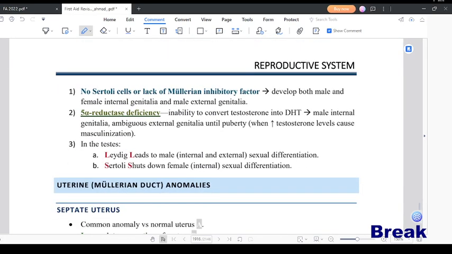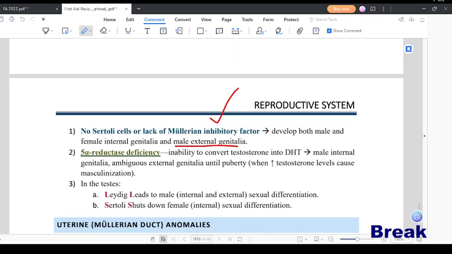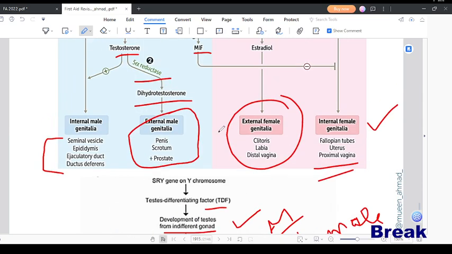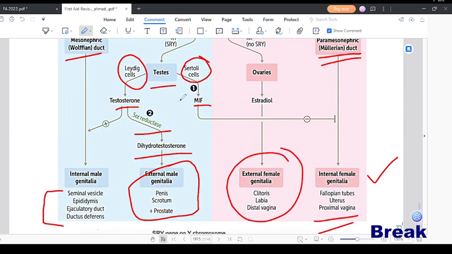No Sertoli cells or lack of Mullerian inhibitory factor causes development of both male and female internal genitalia and male external genitalia. So male external genitalia will be there because that is dependent on the testosterone. But if Sertoli cells are not there, or the Mullerian inhibitory factor is not found, resultantly the child will develop both male and female internal genitalia, because the function of the Mullerian inhibitory factor, as we saw above, that was produced by the Sertoli cells, the sole function of that was to cause the inhibition of the paramesonephric duct.